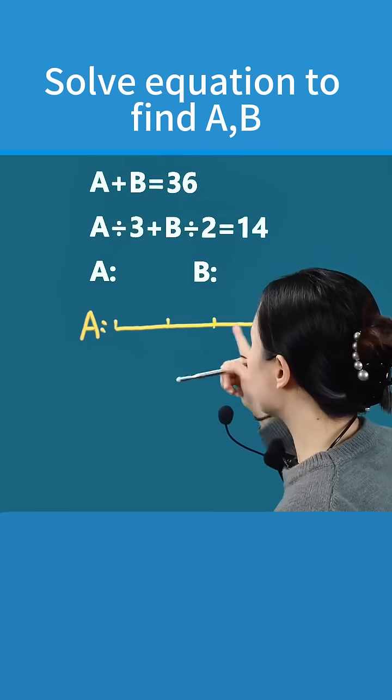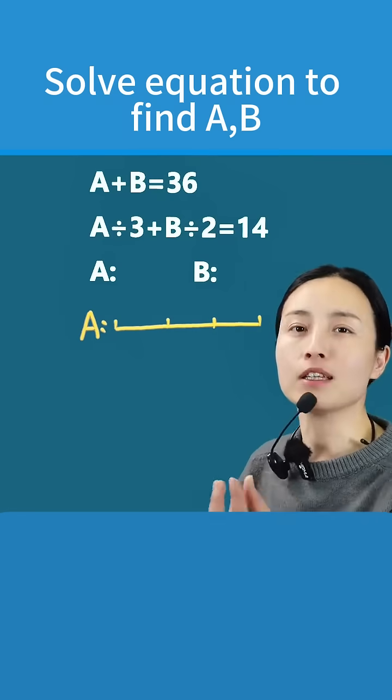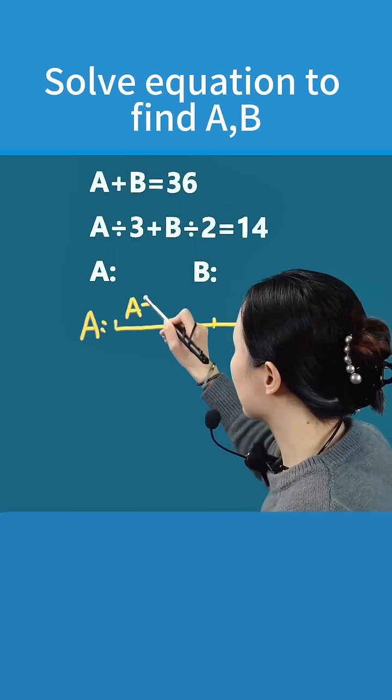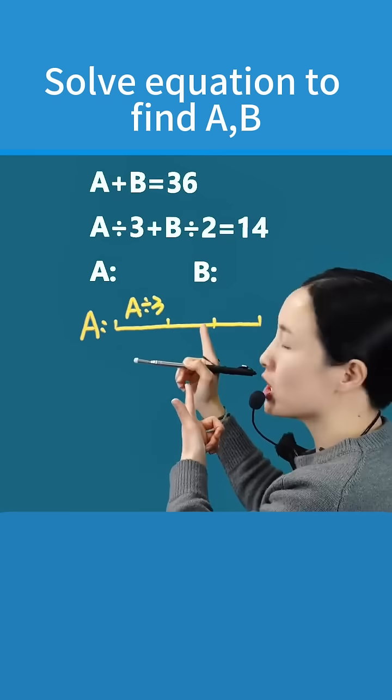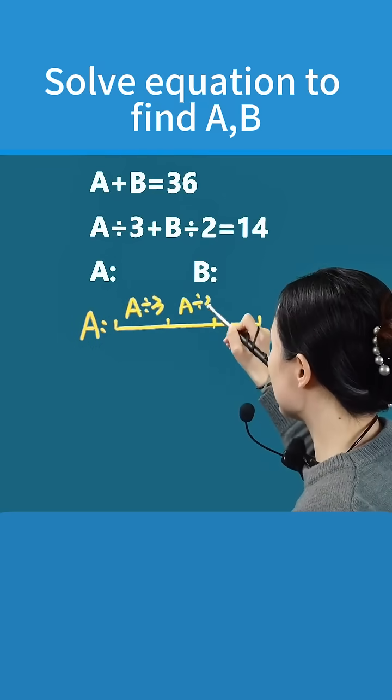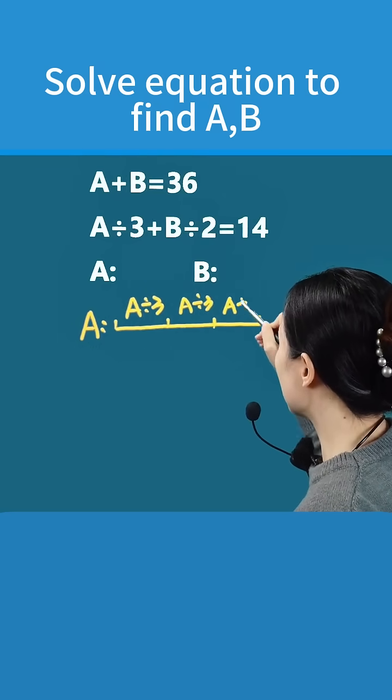Having done that, we have to ask ourselves, what exactly is the value of each individual part? It's A divided by 3. Let's go ahead and fill this in as well. This section is also A divided by 3, and the next part is also A divided by 3.